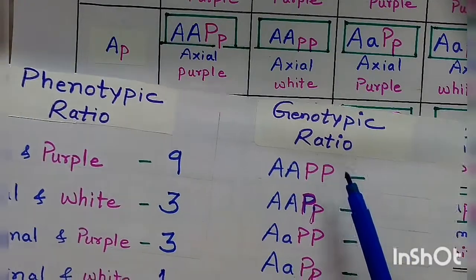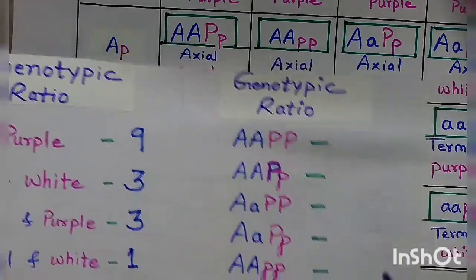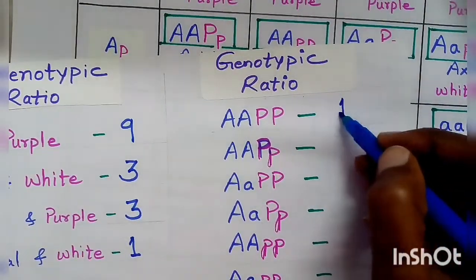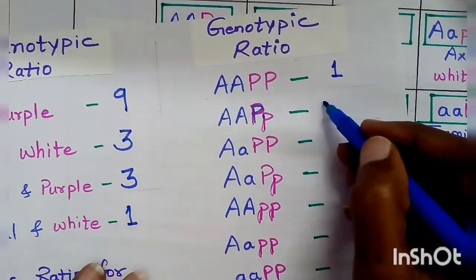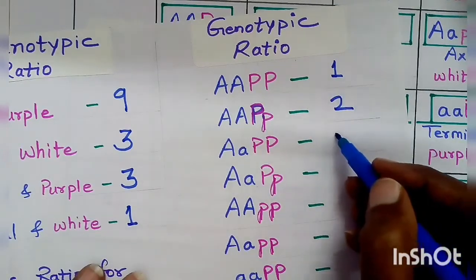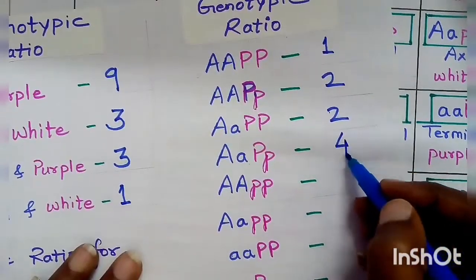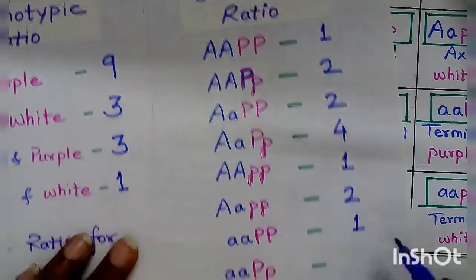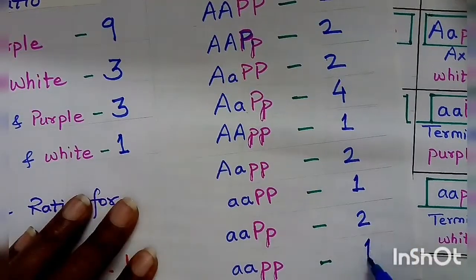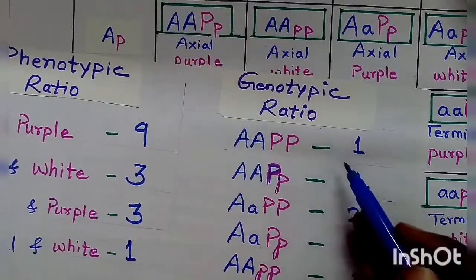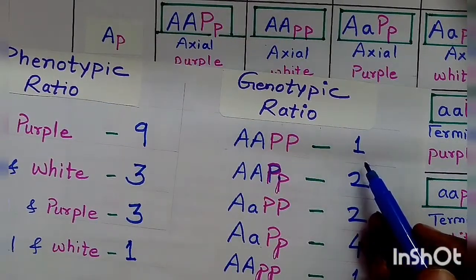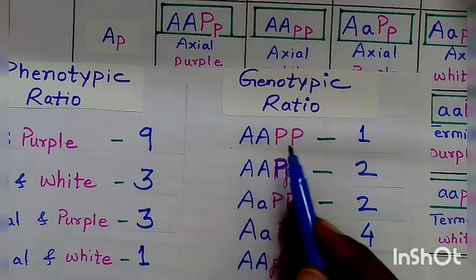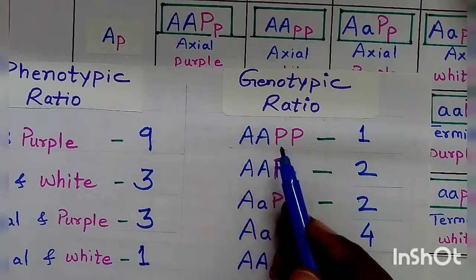it is not necessary to count the number, but the genotypic ratio is 1:2:2:2:4:2:1:2:1. Now this 1, it represents what? In the table or in the checkerboard, how many times the alleles have been repeated.